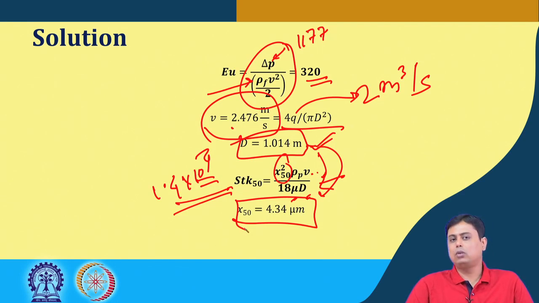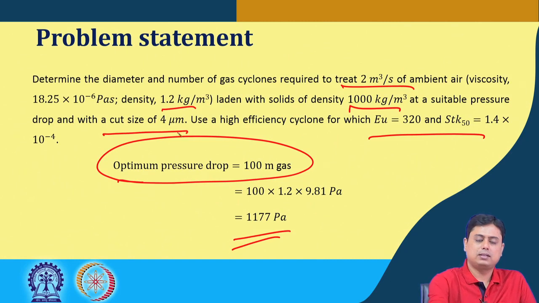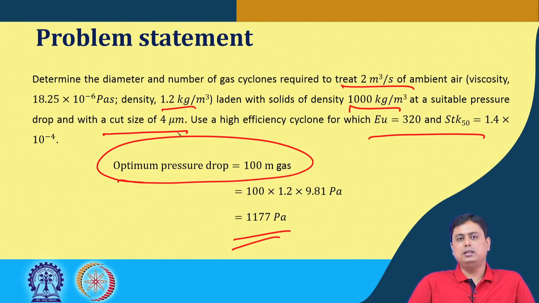Now, that is not what we require. We require 4 micron as the cut size. So, this diameter that we have calculated is not going to give us our desired result, having a cut size of 4 micron.